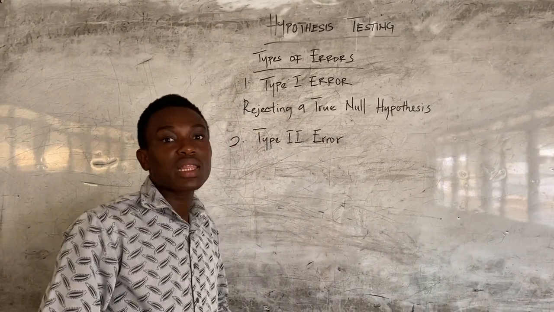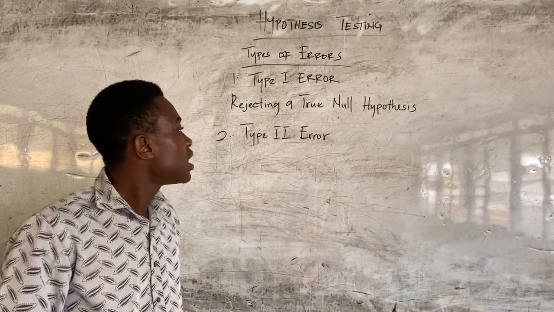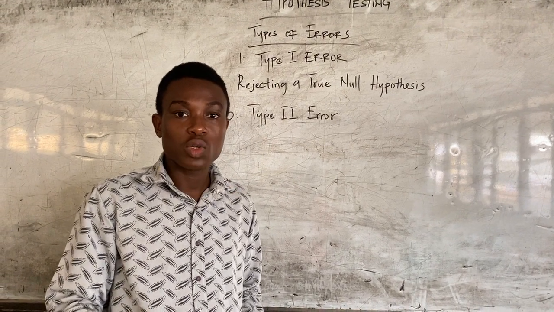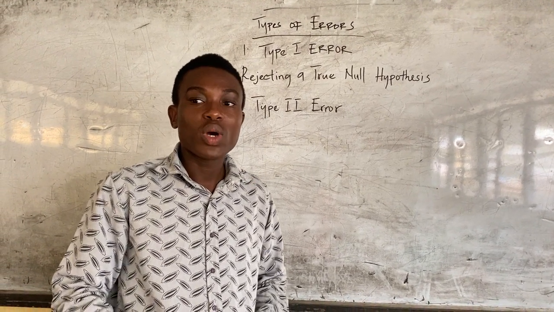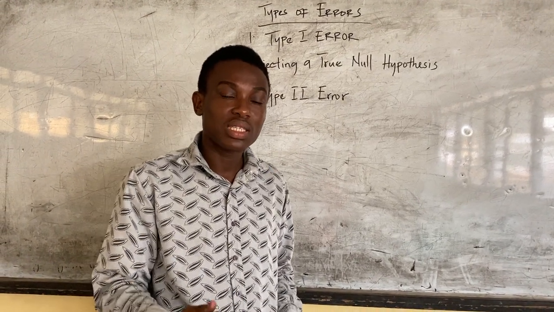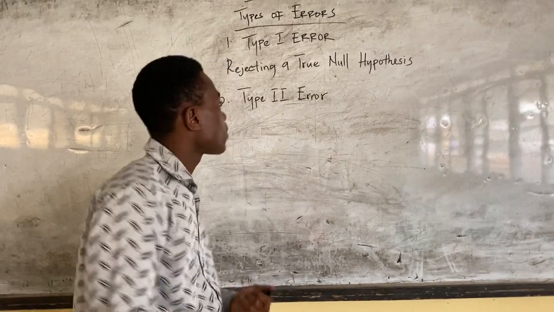And then we have the second type of error, which is the type 2 error. The type 2 error is failing to reject a null hypothesis when it is false. So when the null hypothesis is false, and then you refuse to reject that hypothesis, then you have committed a type 2 error.